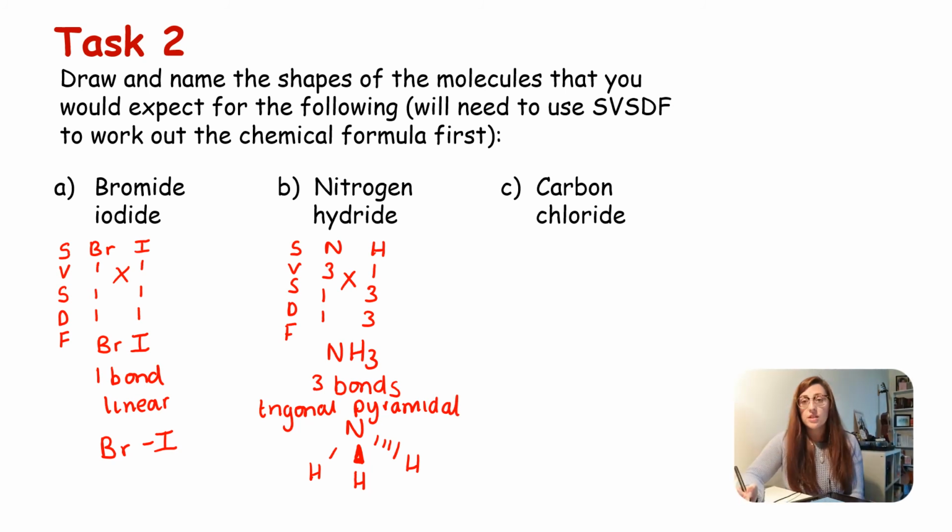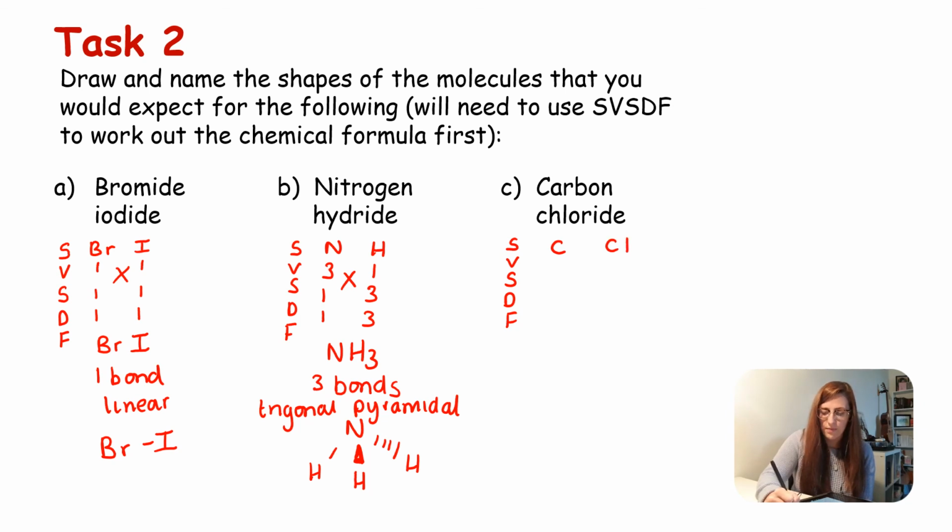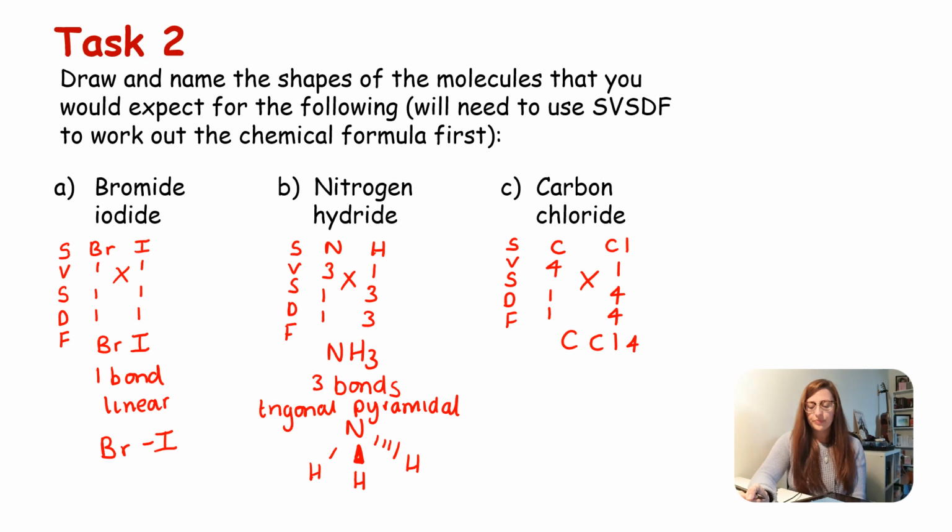And last but not least, we've got carbon chloride. I'm going to do my SVSDF again. Carbon's symbol is C, chlorine symbol is Cl. Carbon is in group 4, so it's got a valency of 4. Chlorine is in group 7, so it's got a valency of 1. We can swap those over, 1 and 4. They both divide by 1, so we're going to put 1 and 4. And then our formula is going to be CCl4.